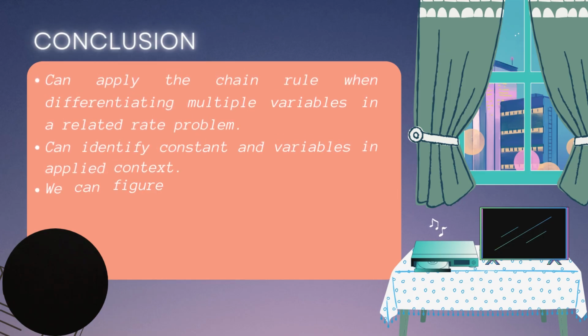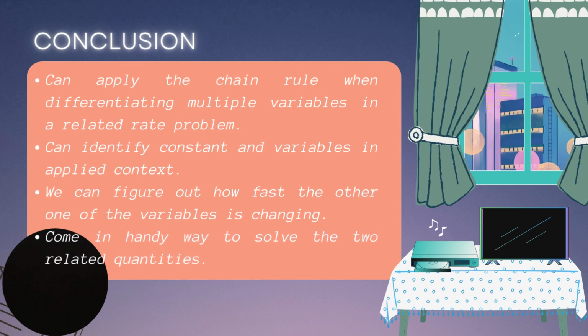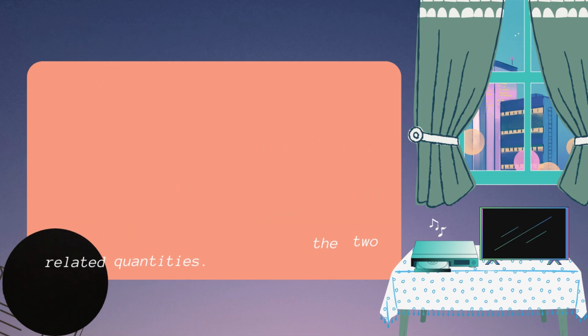So now we are at the end of this video. To conclude, for related rates, we can apply the chain rule when differentiating multiple variables in a related rate problem. Secondly, we can identify constants and variables in an applied context. Third, we can figure out how fast one of the variables is changing. And lastly, related rates come in handy to solve problems with two related quantities.